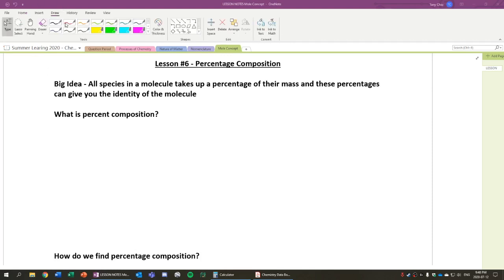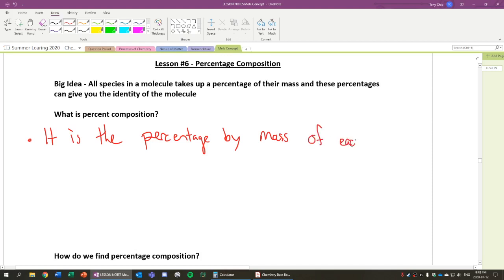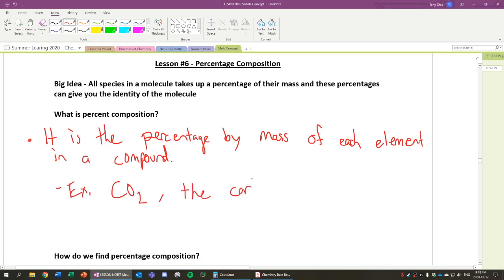So, percent composition is the percentage by mass of each element in a compound. Okay. So, for example, if you have Cl2, the chlorine will take up a specific percentage of mass.